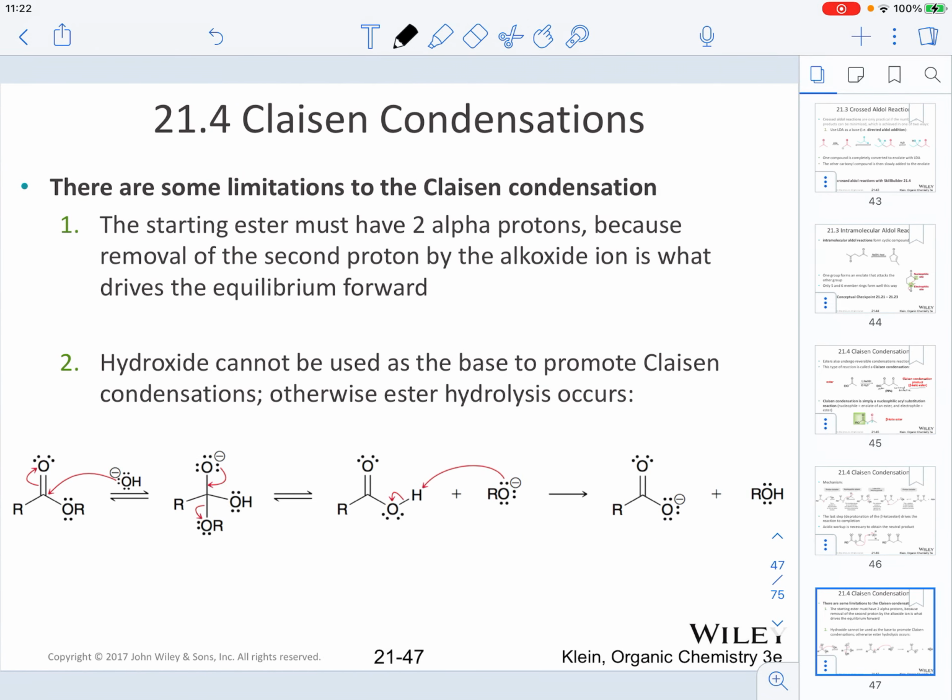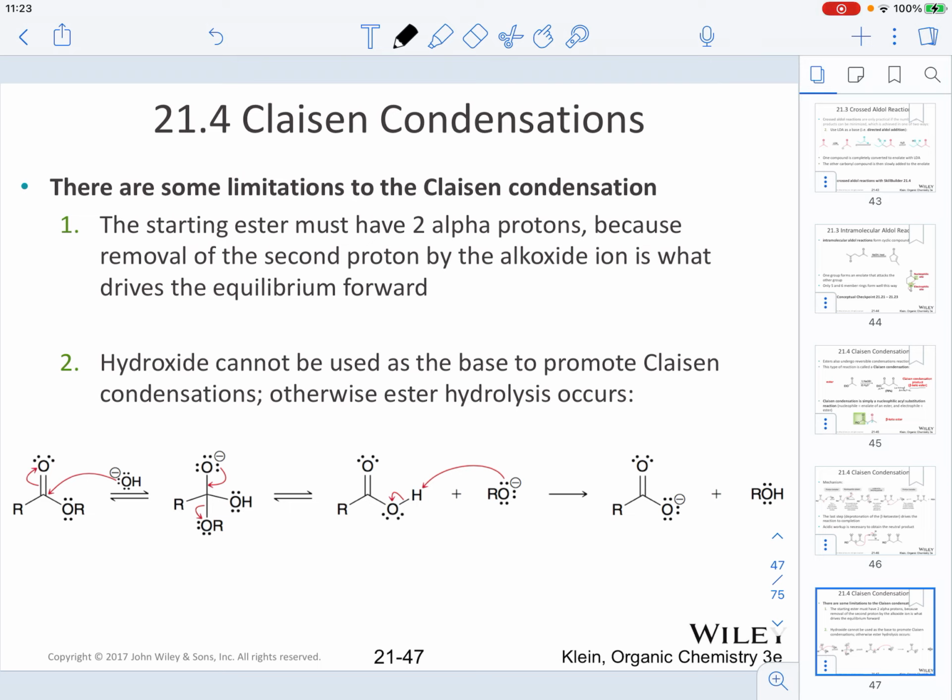Understand that there are some limitations to the Claisen condensation. The first one is that the starting ester must have 2 alpha protons, because the removal of the second proton by the alkoxide ion is what drives the equilibrium forward.